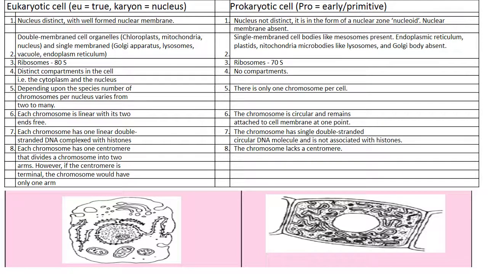In prokaryotes, the chromosome has a single double-stranded circular DNA molecule and is not associated with histones, whereas in eukaryotes, the complexity of chromosome is quite high. In prokaryotes, chromosomes lack centromere. In eukaryotes, each chromosome has 1 centromere that divides the chromosome into 2 arms. However, if the centromere is terminal, the chromosome would have only 1 arm.